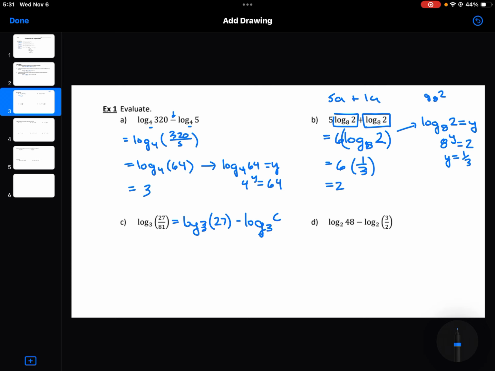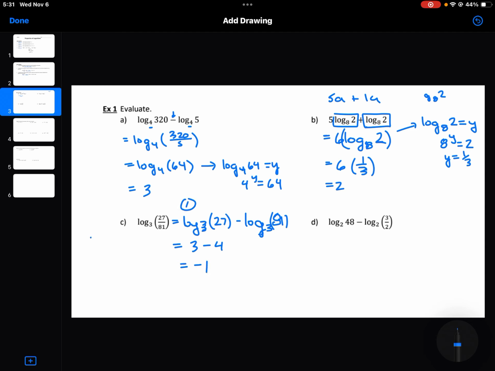base 3 of 81. Now I know that log base 3 of 27, so I'm asking myself what exponent would I raise 3 to get to 27? The answer is 3. In the second piece, I'm looking at log base 3, and I'm saying what exponent would I raise 3 to get 81? That would be 4, which means my answer is -1.